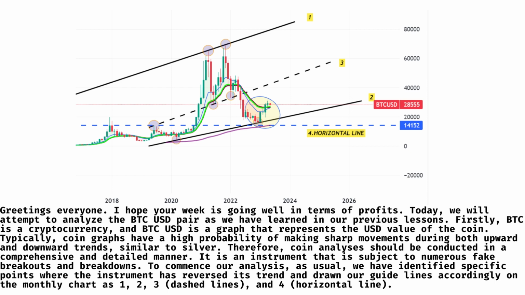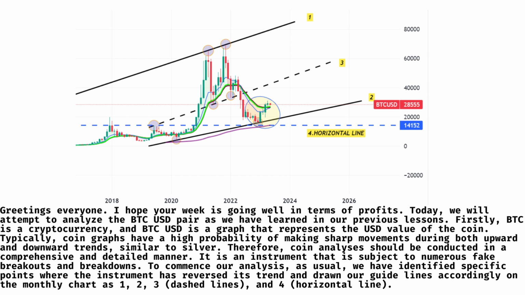Typically, coin graphs have a high probability of making sharp movements during both upward and downward trends, similar to silver. Therefore, coin analyses should be conducted in a comprehensive and detailed manner. It is an instrument that is subject to numerous fake breakouts and breakdowns.